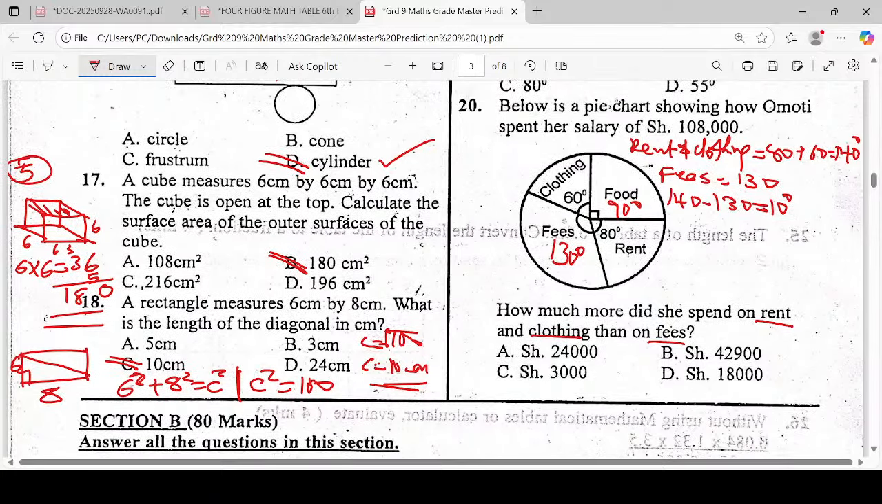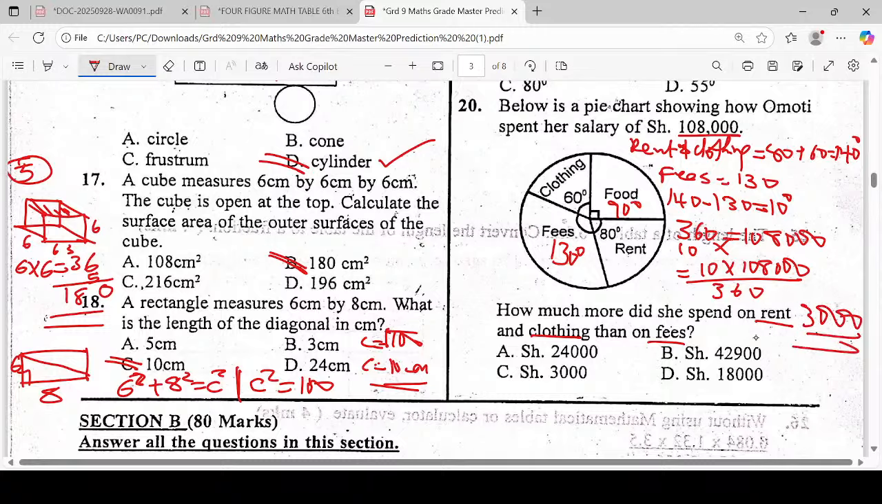Remember, they are saying Omoti spent this amount of his salary, meaning 360 degrees, which is the total number of degrees, is equal to 108,000. What about 10 degrees? You cross multiply. So this will be 10 times 108,000 divided by 360. I'm getting 3,000 as the answer. That is C for cat. We are done with section A.